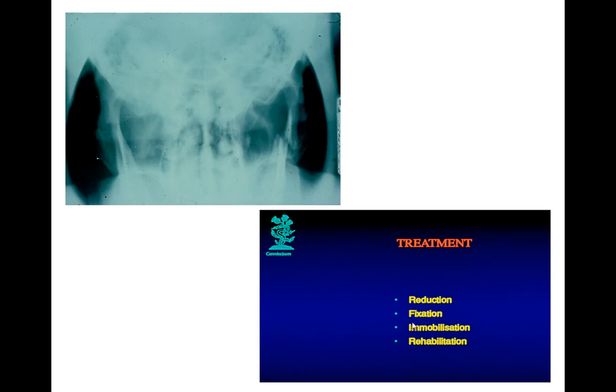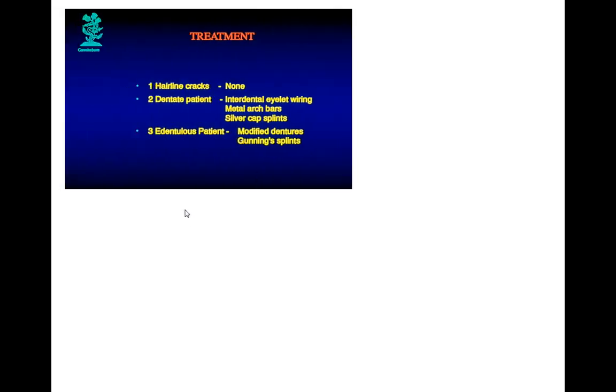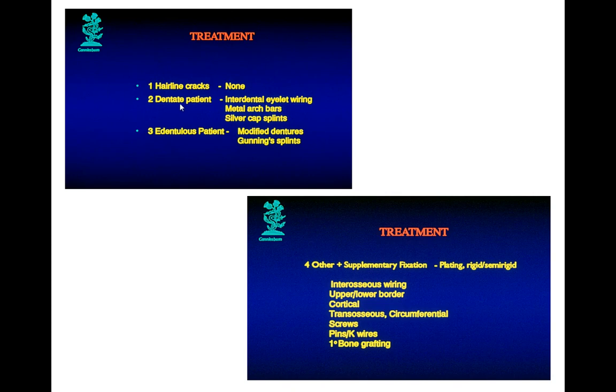Treatment is mainly reduction, fixation, immobilization, and rehabilitation. If it is a hairline fracture, there is no need for treatment. If it's a dentate patient, we can use many methods like interdental eyelet wiring, Erich arch bars, metal arch bars, and silver cap splints. In edentulous patients, we can modify the dentures or use a Gunning type of splint. Other treatments include supplementary fixation, plating, intraosseous wiring, and upper border wiring; we'll come to that.